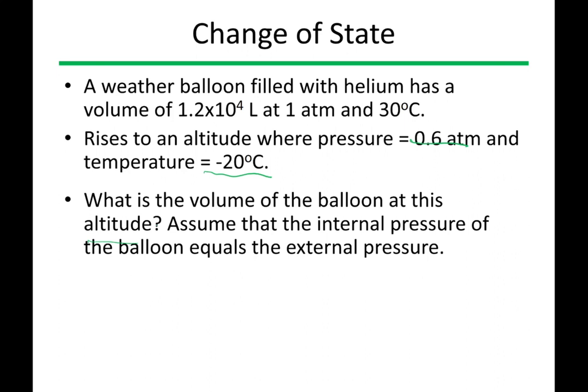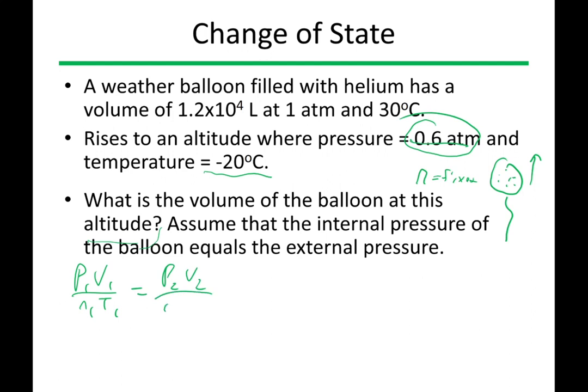This assumption here that the pressure is equaling the external pressure is just so that we can use the pressure at the altitude. You'll notice, since we have a balloon and it's rising up, something we can think about that won't change is the amount of gas in the balloon. So the moles is going to be fixed. So when we set up this equation, we have P1V1 over n1T1, P2V2 over n2T2. Remember, the moles aren't going to change, but we are changing the pressure and the temperature, and we want to find the volume.